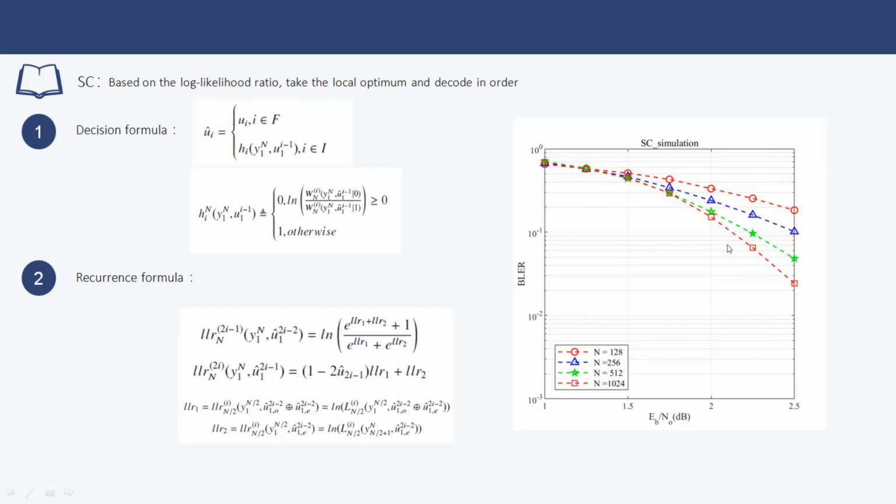And this picture is the simulation of the SC I got from MATLAB. BLER means the block error rate. The lower the block error rate goes, the better performance it has. So we can say that with N increasing, the block error rate goes lower, which means it has better performance. N is the length of the code. And here X means the SNR. With the SNR increase, it has better performance.